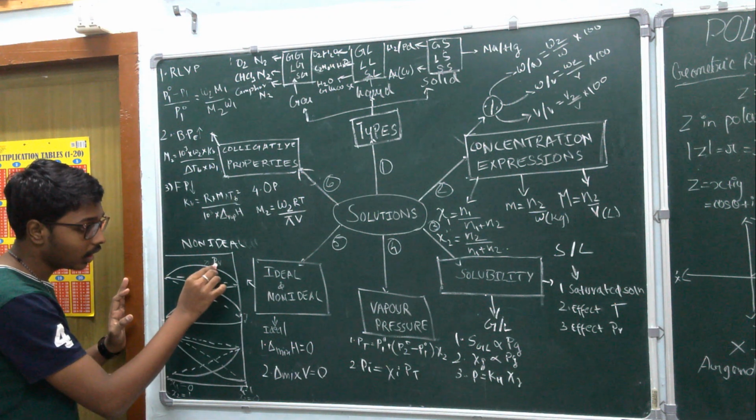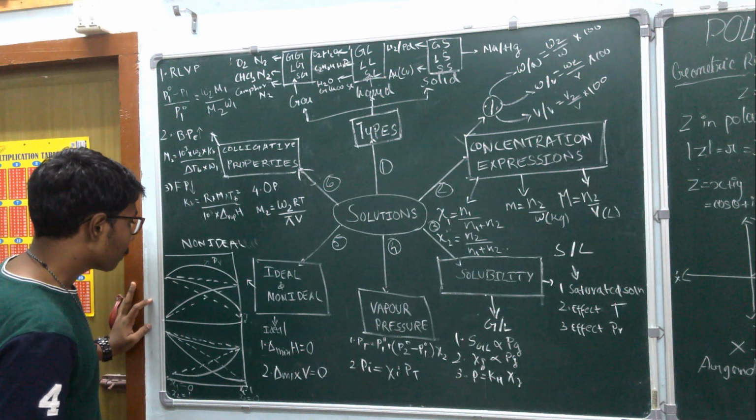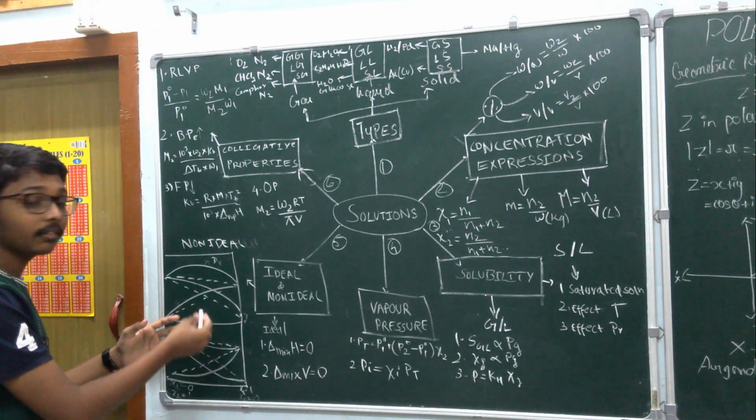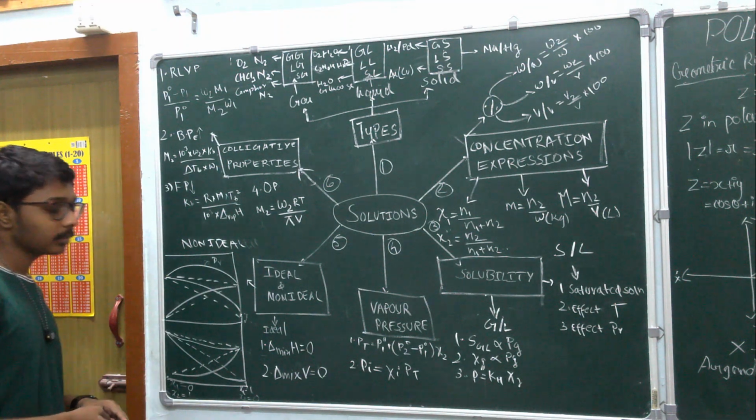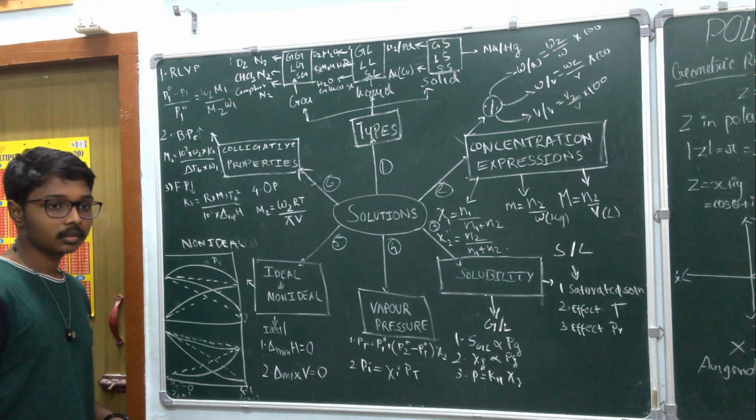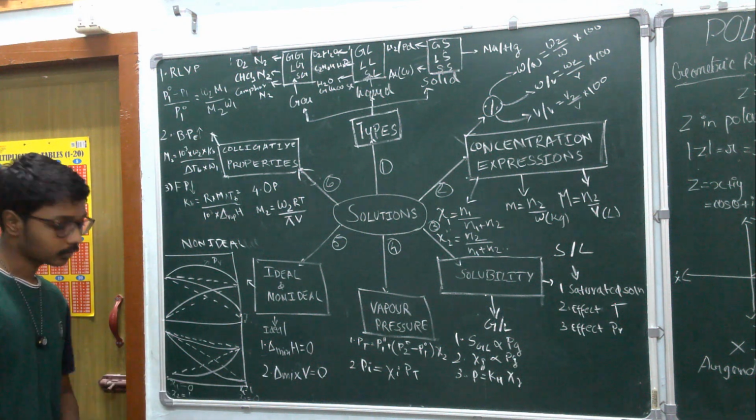This is the partial vapor pressure of the mixture. The lower one represents the individual vapor pressure. And this shows the negative deviation. The dotted line shows the ideal behavior.